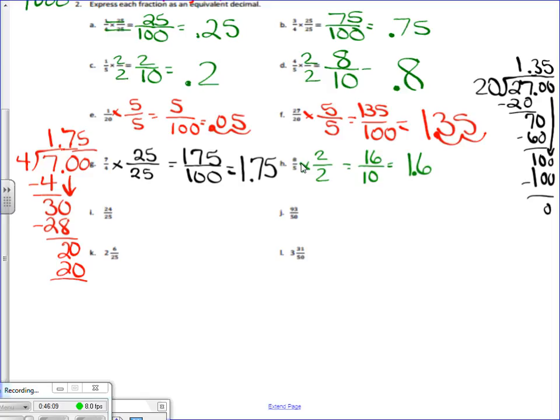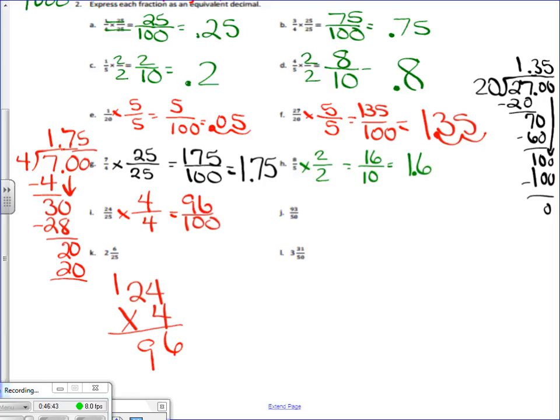So 24 25ths. Again, times something's going to give me something. We got 25. What power of 10 are we going to go for? 100. We're going for 100 because 10's not going to work. So 25 times something gives me 100. 4. So we have 24 times 4. 4 times 4, 16. And that's 96 hundredths. So 96, bring it in 2 places, gets you right there.